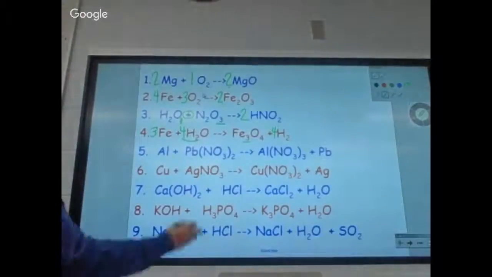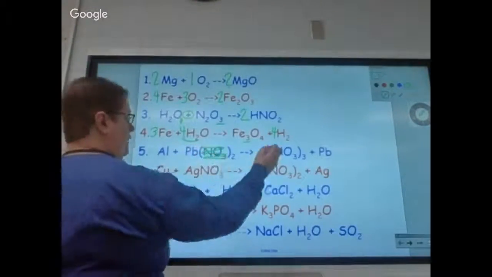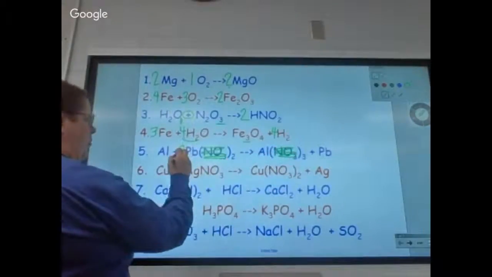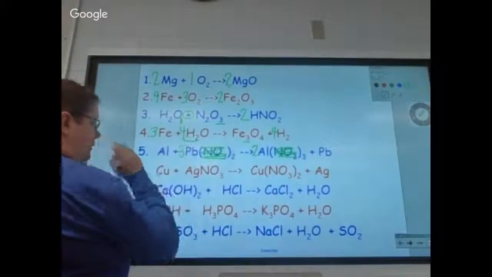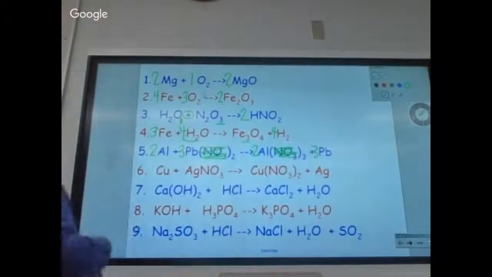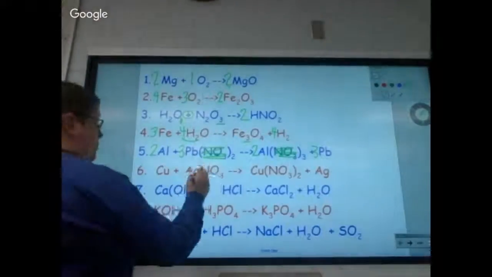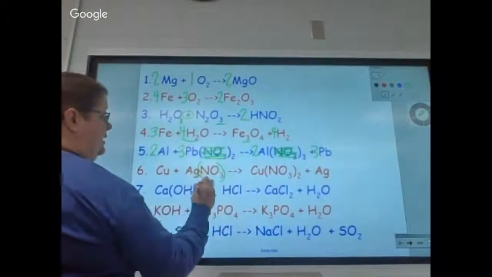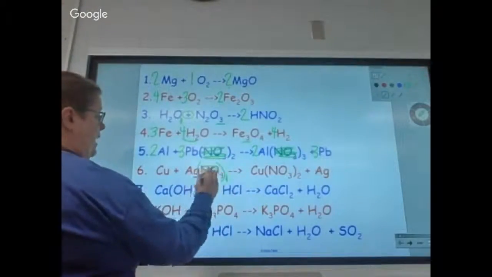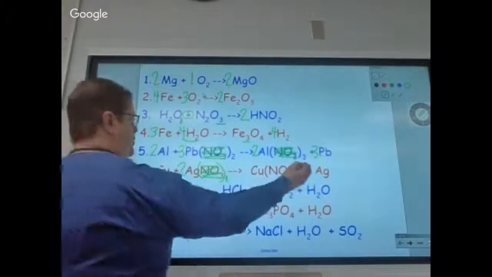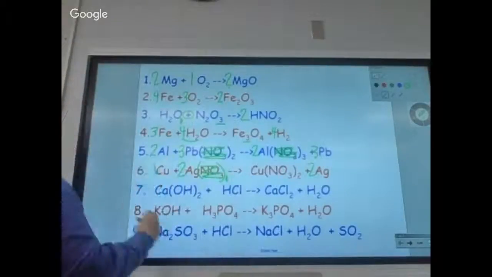All right, this one, again, I'm getting rid of what's inside. There's 2 and 3, so I'm going to put a 3 there and a 2 there. There's 3 Pb's, so 3, 2 Al's, so 2. And this one I need to draw in the parentheses. That 3 is where? Inside or outside? Inside. So that means there's a 1 on the outside. So I'm going to put a 2 there. There's 2 silvers, so 2, 1 copper, 1 copper.